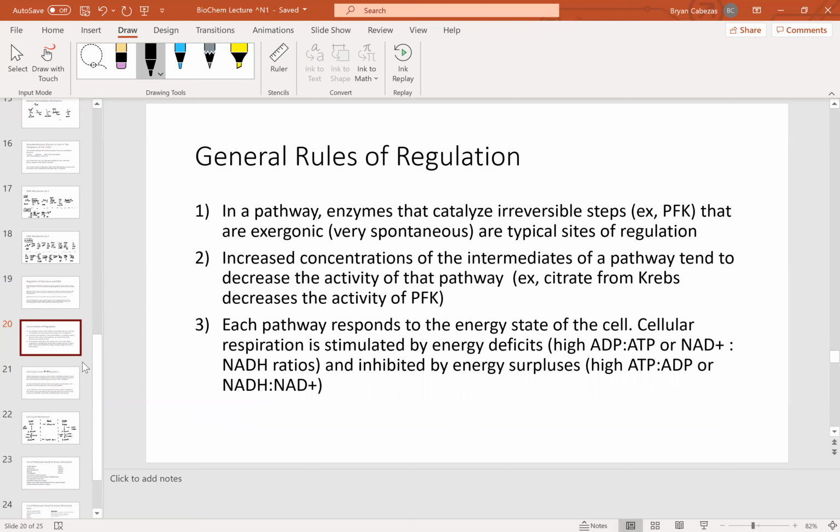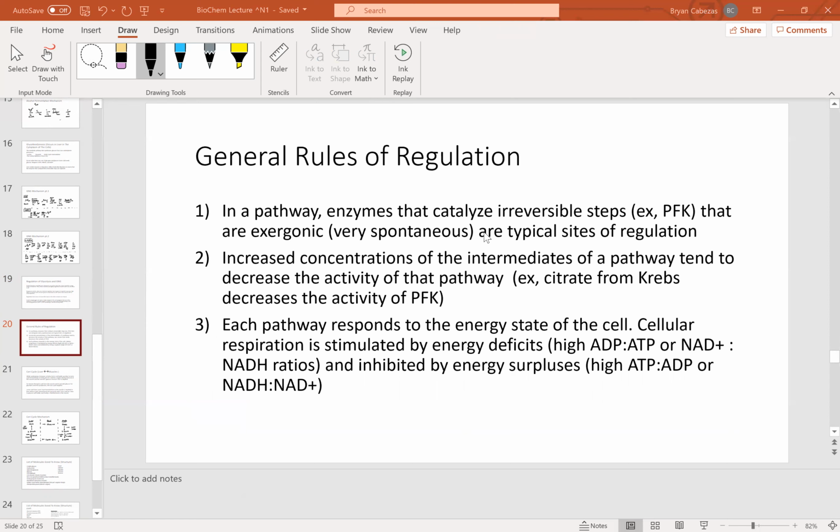So if we go over some basic rules for regulation, they're not firm rules, but just typical trends that we find. Okay, so the general rules for regulation. Typically, if we're going to have an irreversible step in our pathway, the enzyme of that step is going to be the one that is regulated. It typically is the enzyme that catalyzes a very exergonic or very spontaneous reaction.